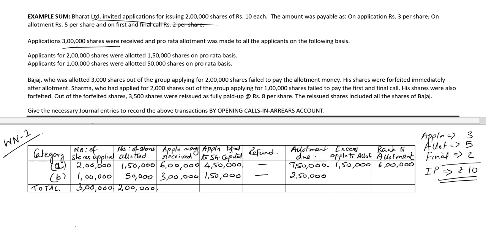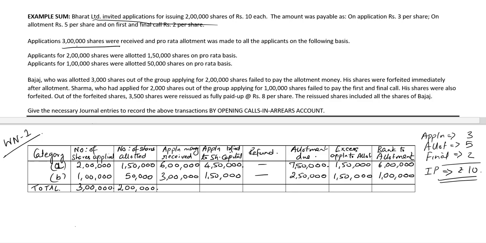Excess application which will be transferred to allotment is the difference between rupees 3 lakh and 1,50,000 rupees, which is 1,50,000 again. And the bank to allotment figure is the allotment money due, rupees 2,50,000 minus the application excess which has been transferred to allotment, rupees 1,50,000, comes up to 1 lakh rupees.